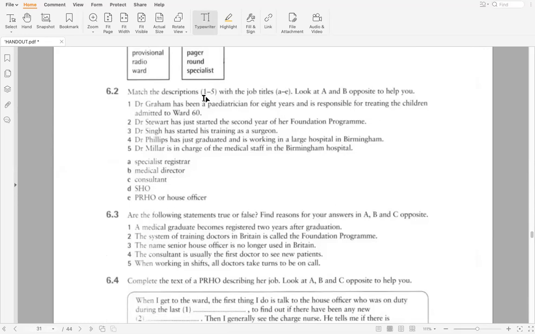Match the description from 1 to 5 with the job titles. Look at A and B opposite to help you. We have specialist registrar, medical director, consultant, SHO, and PRHO or house officer.